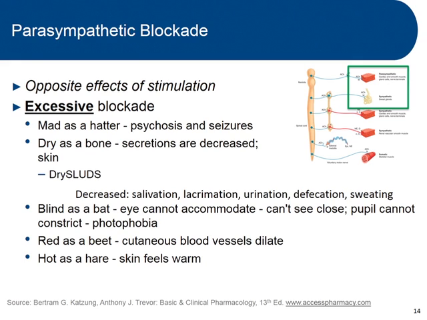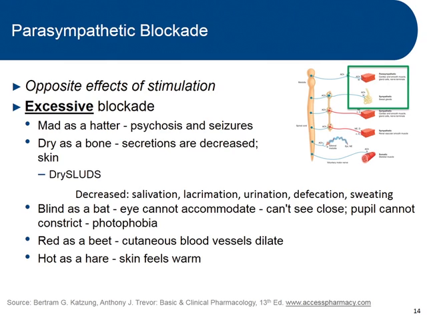Another way to remember this is dry sluds. So the dry is just decreased salivation, decreased lacrimation, decreased urination, decreased defecation, decreased sweating, for example. Blind as a bat, so the eye can't accommodate, can't see close, pupils can't constrict, patients experience photophobia. Red as a beet, so cutaneous blood vessels dilate. Hot as a hare, skin feels warm.